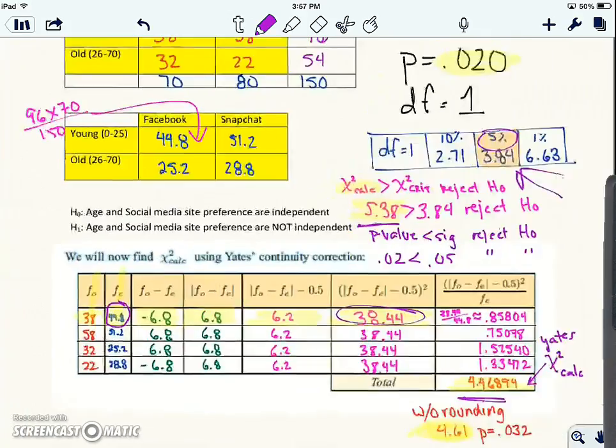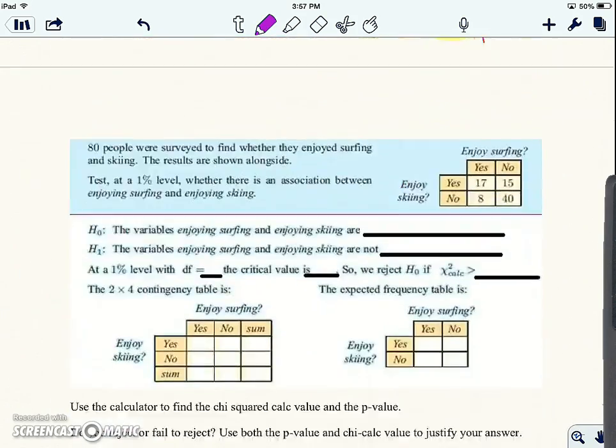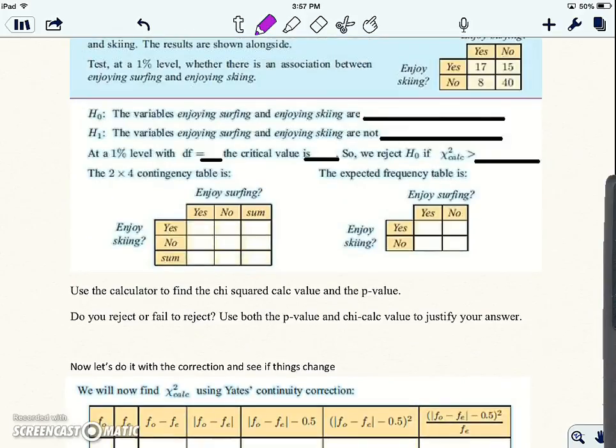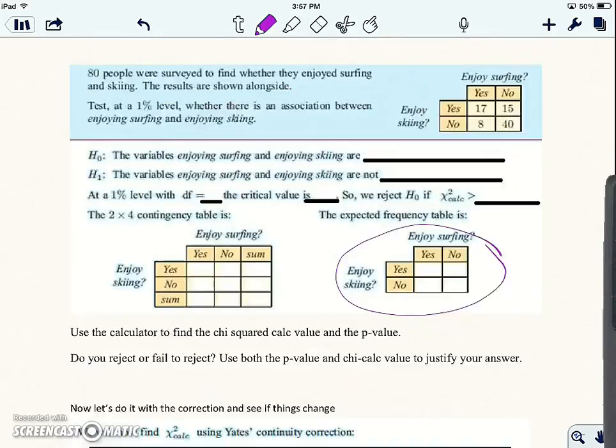Okay. So your job now will be to do that with this story problem. Okay, fill in all the blanks. You can get this from your calculator if you want, or you can do it by hand, but then find the Yates. Good luck.